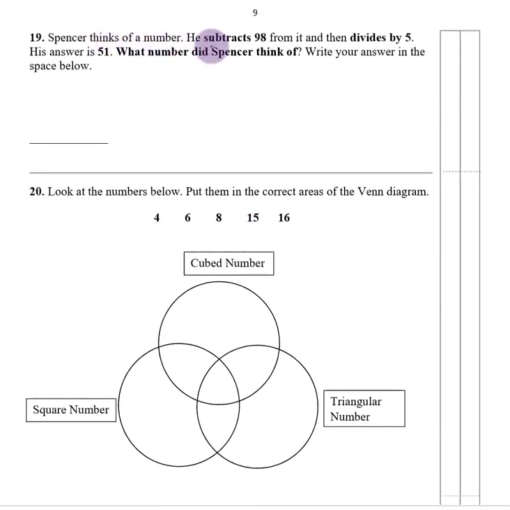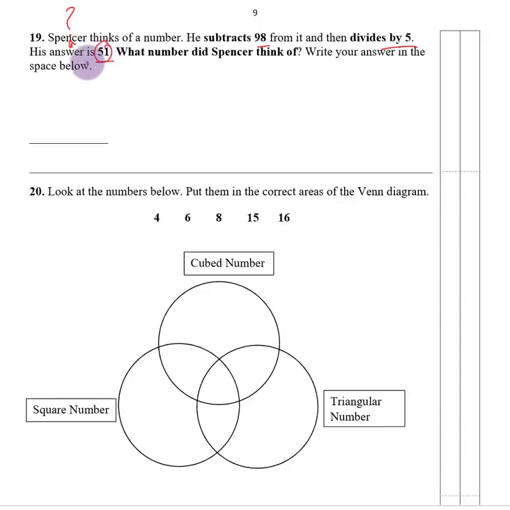19. Spencer thinks of a number. He subtracts 98 from it and then he divides it by 5. His answer is 51. What number did Spencer think of? So this is our function machine, but in word form effectively. We need to just go back through the story or the words and do the opposite until we end up back at the number that Spencer started with.